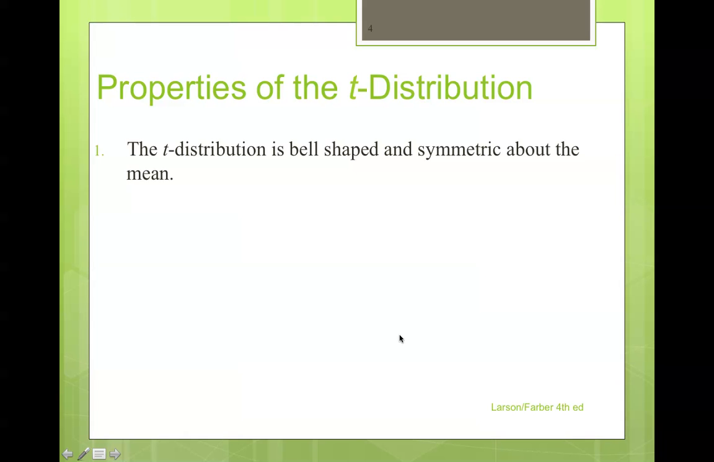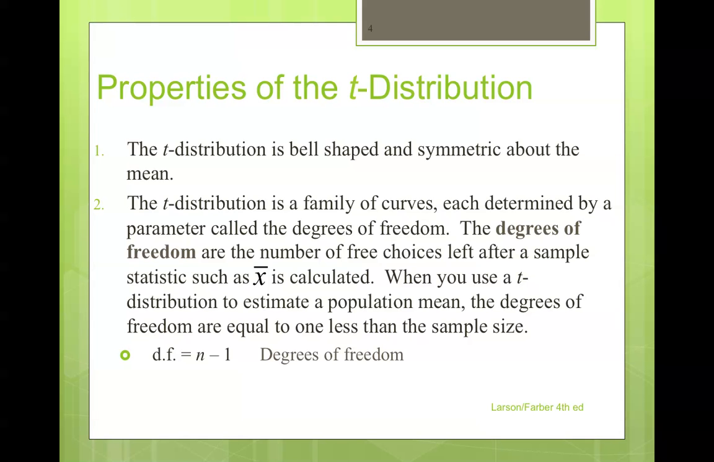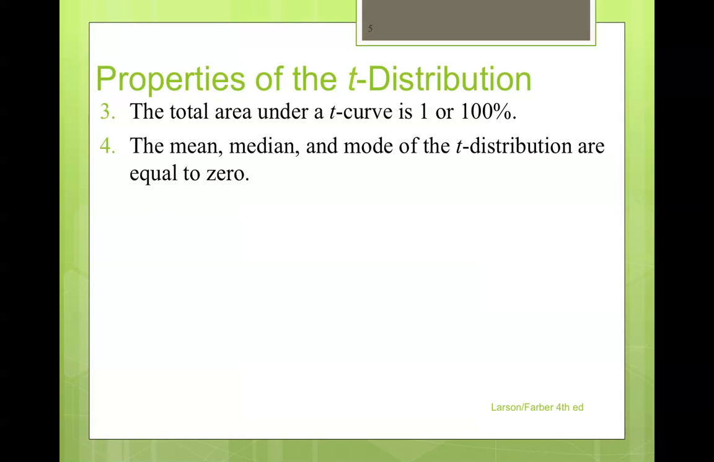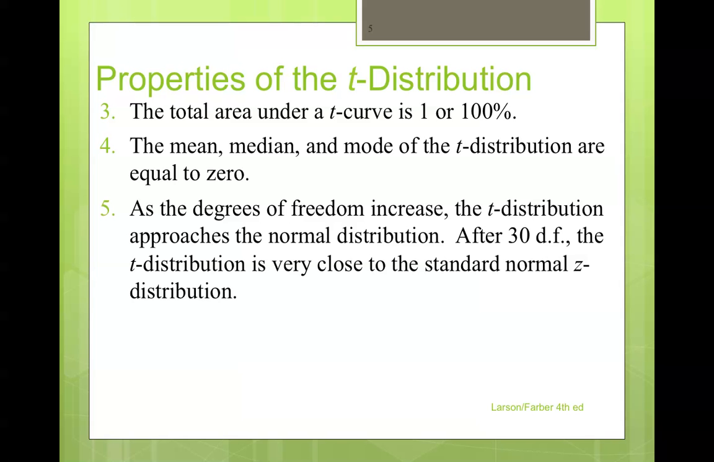The t-distribution is bell-shaped and symmetric about the mean. The t-distribution is also a family of curves, each determined by a parameter called the degrees of freedom. Degrees of freedom is just n minus 1, or 1 less than the sample size that you are given. The total area under a t-curve is 1, or 100%. The mean, median, and mode of the t-distribution are equal to 0.